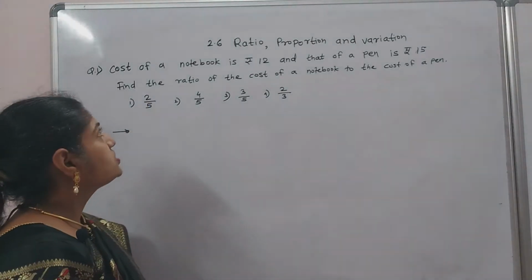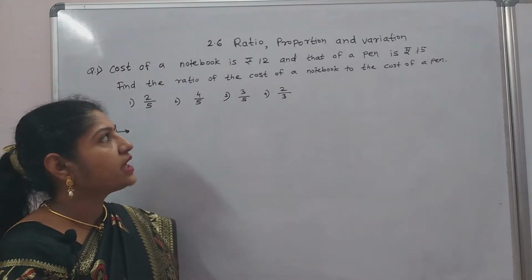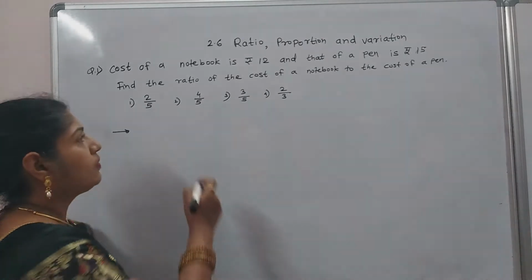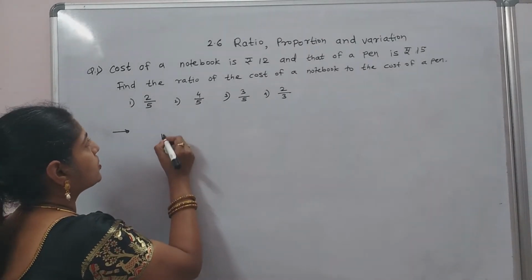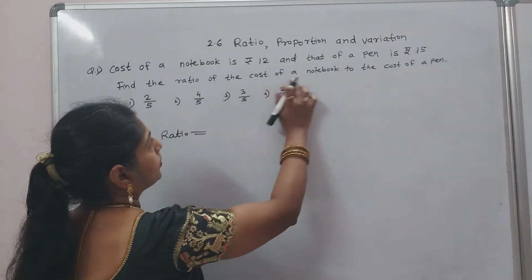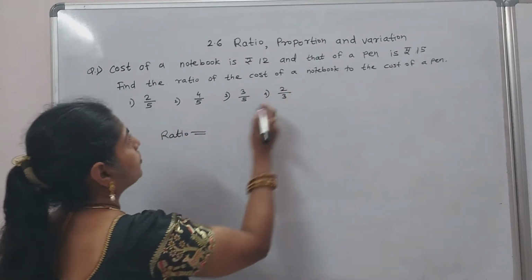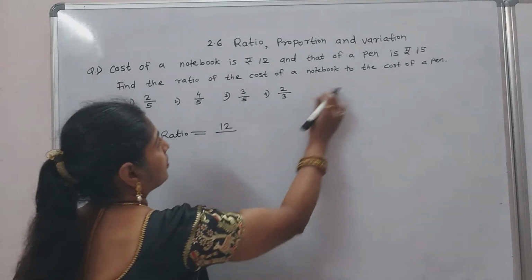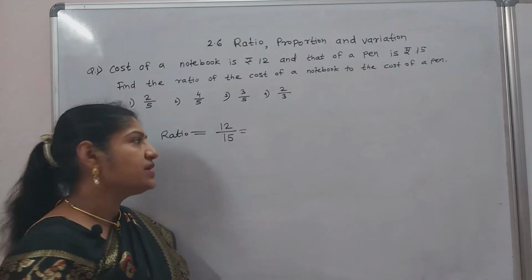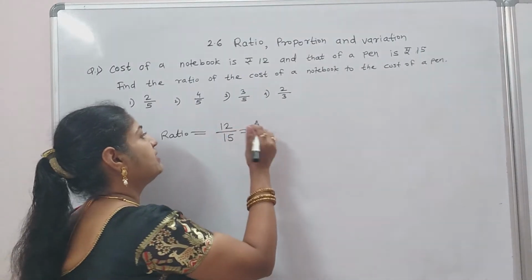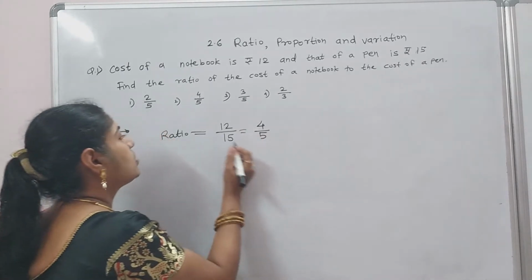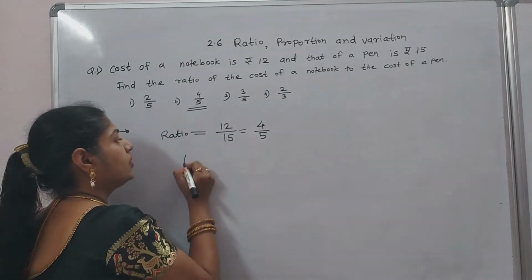Example: the cost of a notebook is 12 rupees and that of a pen is 15 rupees. Find the ratio of the cost of the notebook to the cost of the pen. Ratio is equal to the cost of the notebook, 12, upon the cost of the pen, 15. Now the ratio is written in the simplest form. Both the numbers are divisible by 3. 3 fours are 12, 3 fives are 15. So our answer is option number 2.